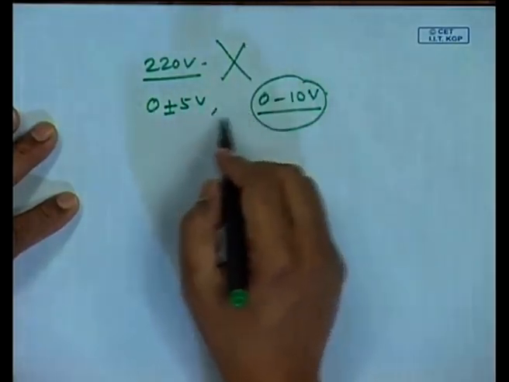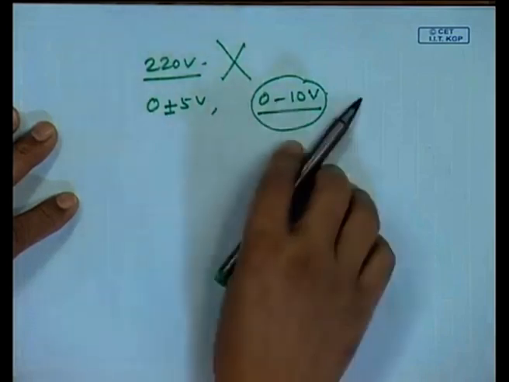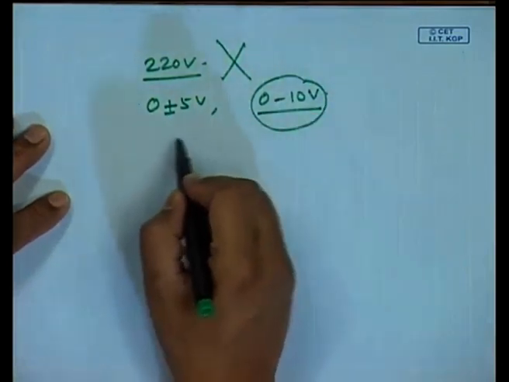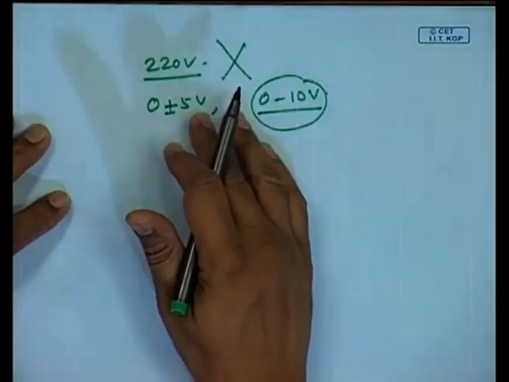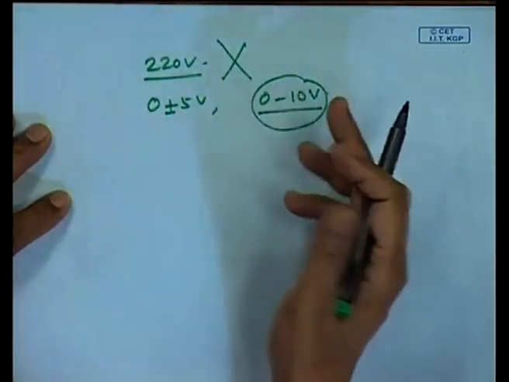It could be bipolar or unipolar. By unipolar I mean 0 to 10 volts on the positive side, bipolar means it could be minus to plus, this input range.